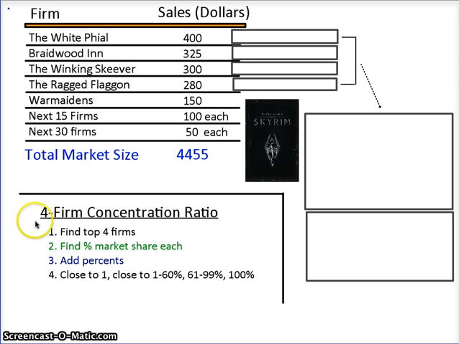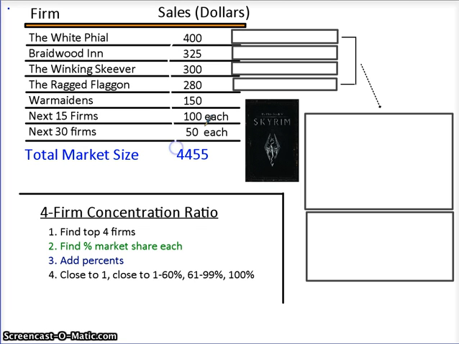Now, if you look down here at the bottom, our next step is to find the top four firms. That means find the four firms that bring in the highest amount of revenue. That'd be the White File, Braidwood Inn, Winking Skeever, and the Ragged Flagon. The next thing we want to do is find the percent of market share each of those four firms possess. Well, what that means is the White File, $400 is what percent of the total market. So that's what we're taking a look at.